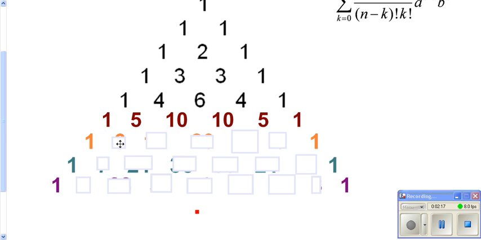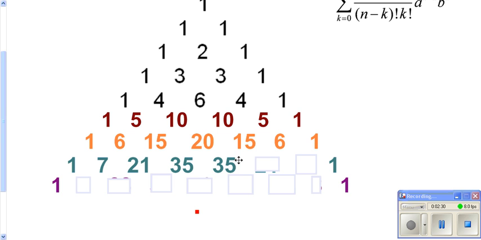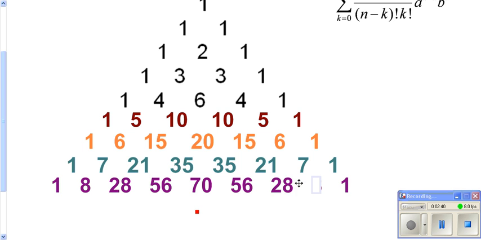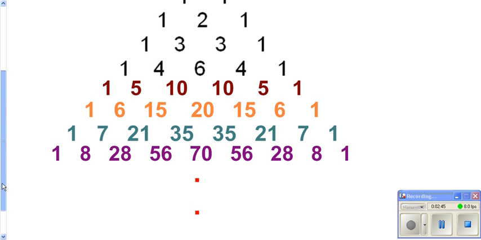So here, this is 6, then 15, 20, 15, 6. Here, that's 7, 21, 35, 35, 21, 7. Or down here, this is 8, 28, 56, 70, 56, 28, 8, and so on and so on. It goes on and on and on.